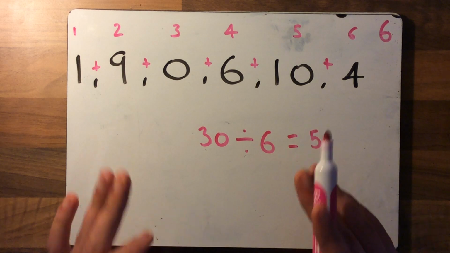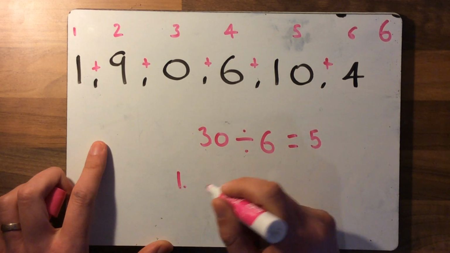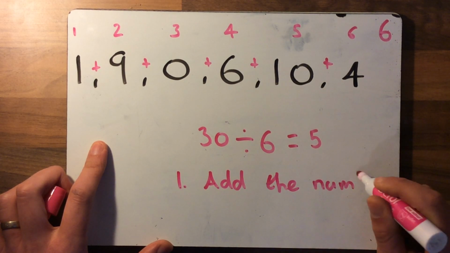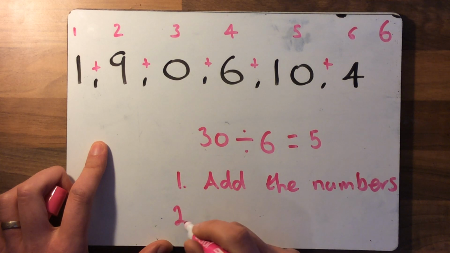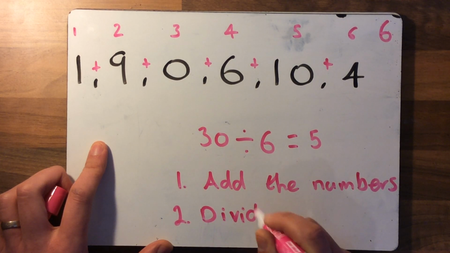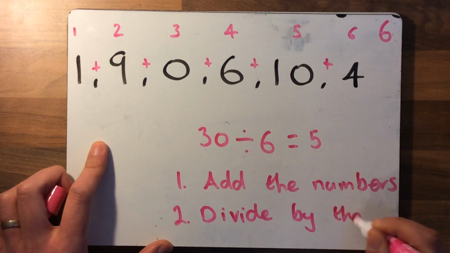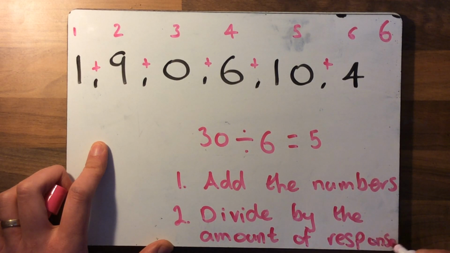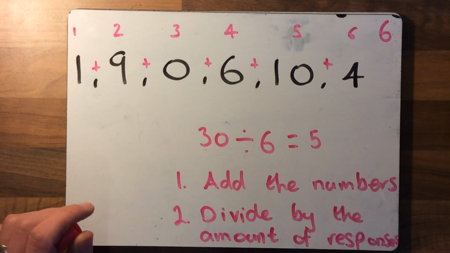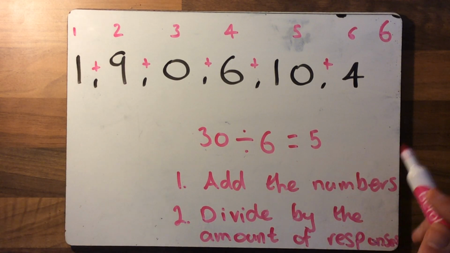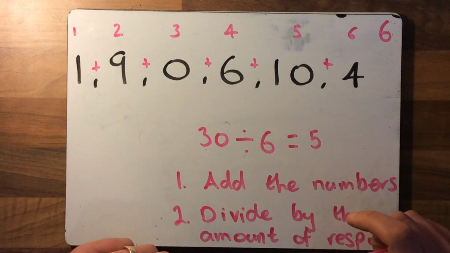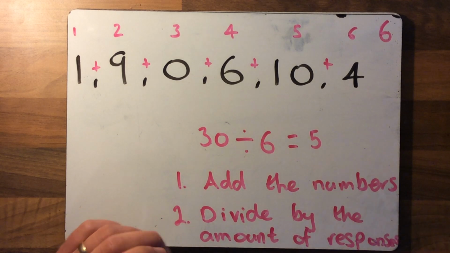So remember, there are 2 steps to finding the mean. Step 1 is to add the numbers. And then step 2 is to divide by the amount of responses. Now, I've just made up 2 separate questions there, one about pets and one about number of goals scored. It could be about anything. I've just done that to give you a context, just to give you an idea of the types of questions that you could be asked.